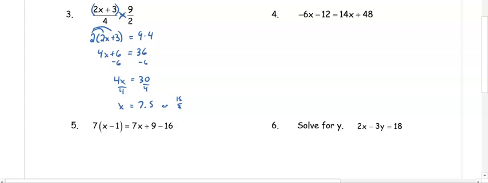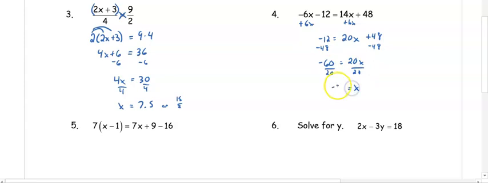In number 4, we have variables on both sides, so we're going to move the smaller variable, 6x, by adding it to both sides. Negative 12 is equal to 20x plus 48. We can subtract 48 from both sides. Negative 60 is equal to 20x. We divide by 20, x equals negative 3.